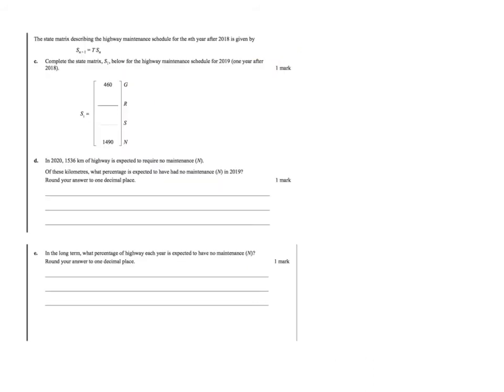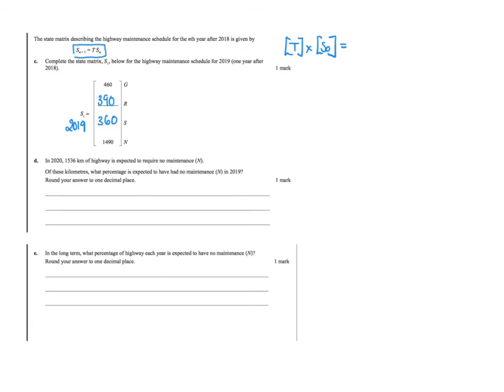All right. So this question continued on. The state matrix describing the highway maintenance schedule for the nth year after 2018 is given by. So here is just showing you how we get the next one, which we know, that's just the normal formula. You use the transition times the one before. So complete the state matrix below for the highway maintenance schedule of 2019. So 2019 was state 1. So the way we're going to find that is, we're just going to type it into the calculator using the transition and that S0 from the page before. So we'll go do that on our calculator.